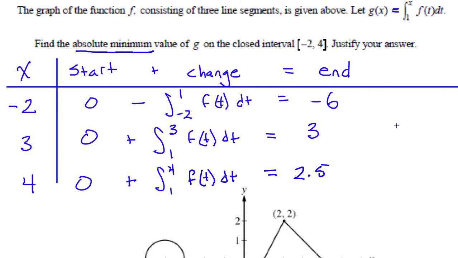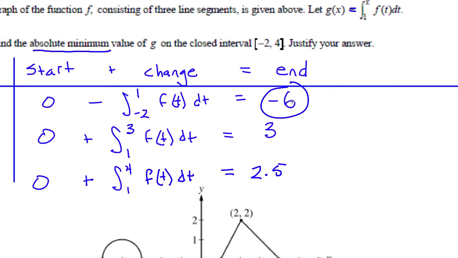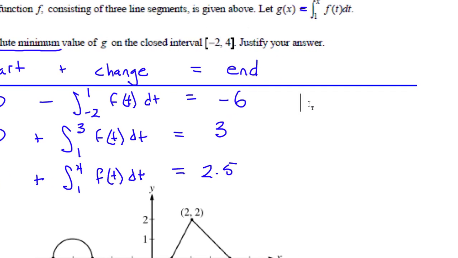Absolute minimum. Which one is the smallest? There it is. Nice. So go ahead and type out our answer. Well, you can't type. I'll type out my answer. You have to write out your answer.